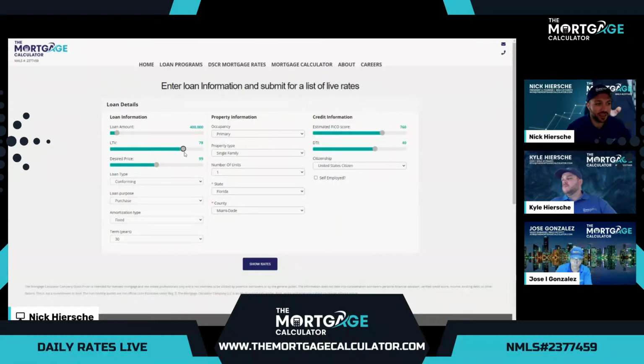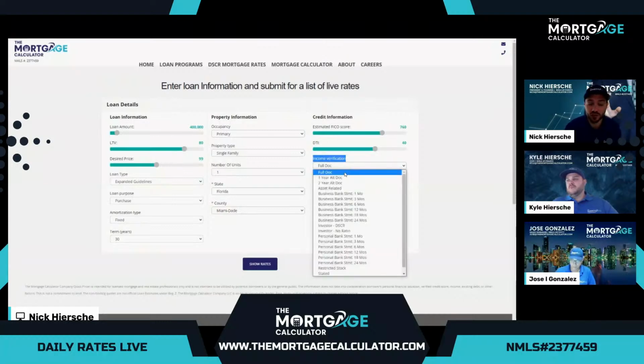We specialize in non-QM or alternative income documentation programs. So a lot of lenders maybe only have conforming and FHA. We have thousands of loan programs that go beyond those guidelines and allow us to use expanded guidelines, aka non-QM. So notice when we select this, everything else will stay the same, but we have a new pop-up here, our income verification. So we can use full doc, which is what conventional, conforming, and FHA all use, or we can use all these other options with hundreds of programs under each.